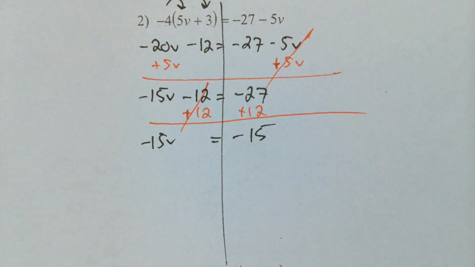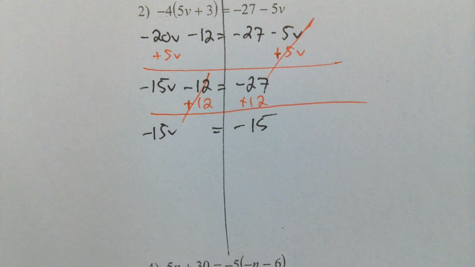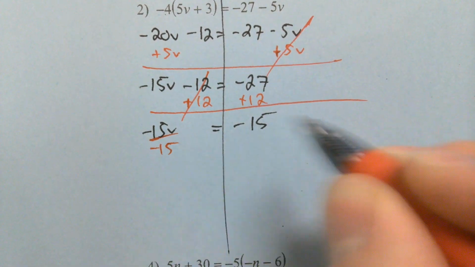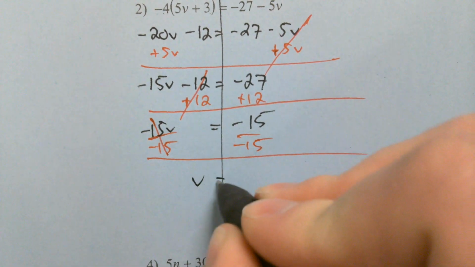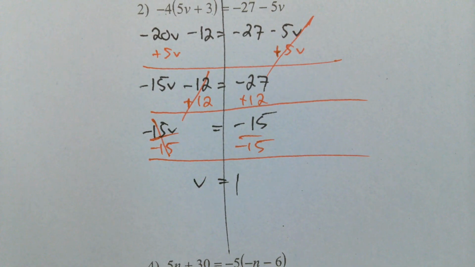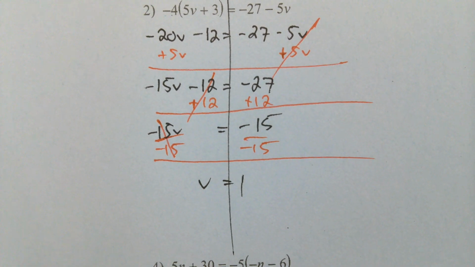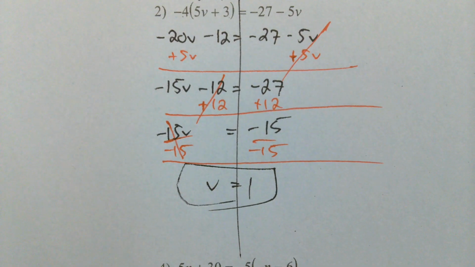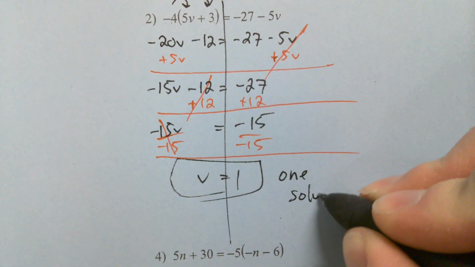Now you may get to this point and go, oh, many solutions. Negative 15 equals negative 15. But not quite, because there's a v in here. What's my last step here going to be? Divide by negative 15. What is negative 15 divided by negative 15? Positive 1. Negative over negative is a positive for dividing them. And I get v is equal to 1. Does that look like one solution, many solutions, or no solutions? One solution. So there's the example that we didn't have in the notes.